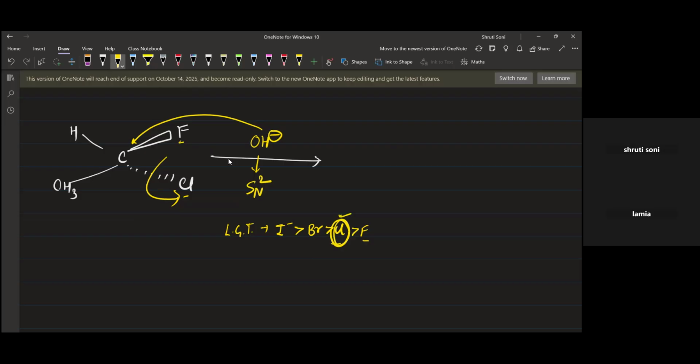Okay, so let's suppose OH will attack on the carbon and chlorine will remove. It is a complete backside attack. So OH needs a backside position. Yes or no? In this case, which atom is opposite to the chlorine? Opposite to chlorine is fluorine. So it needs to vacate that position for OH.